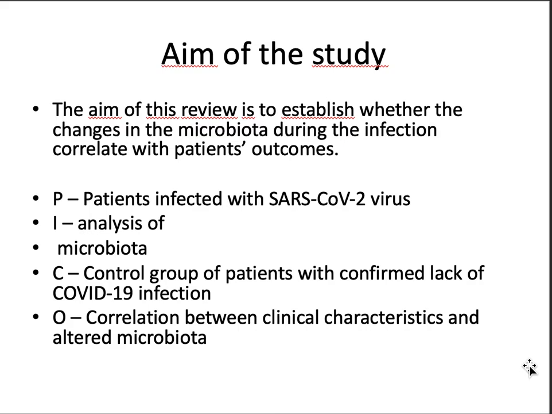Here we can see our PICO. P is patients infected with SARS-CoV-2 virus. I is analysis of microbiota. C, control group of patients with confirmed lack of COVID. And O, correlation between clinical characteristics and altered microbiota.